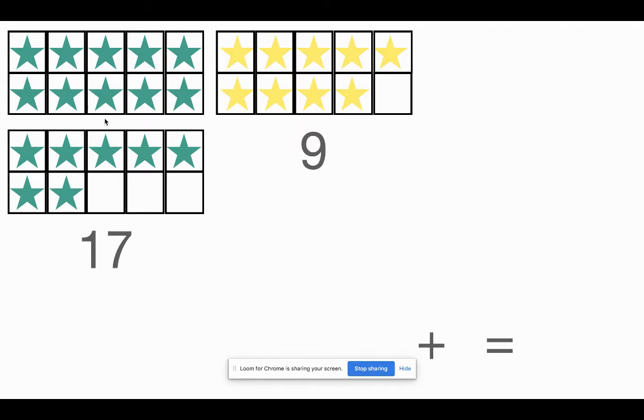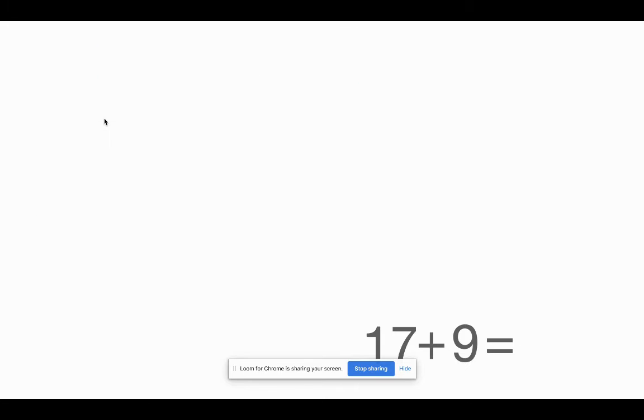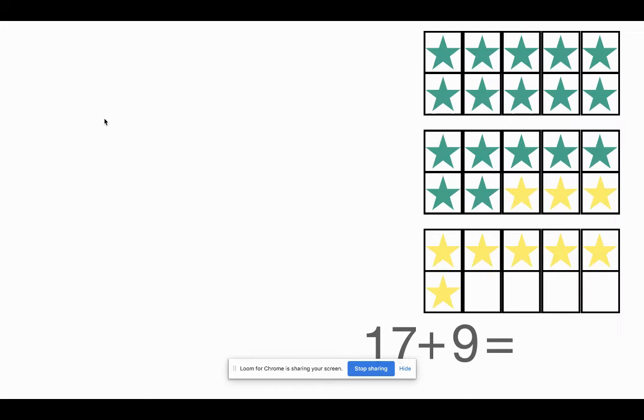We're doing a different problem now. We have the number 17, and I want to add 9 to it. So this one's going to be a little bit different. We've got to figure out how to do this. So I have my 17. I bet you can guess what comes next. I need to move that 9 down. 17 plus 9. Now I'm going to cover everything up, and I'm going to move it over.